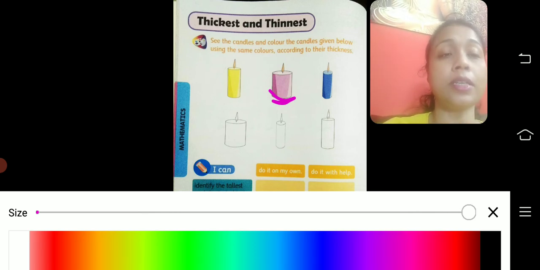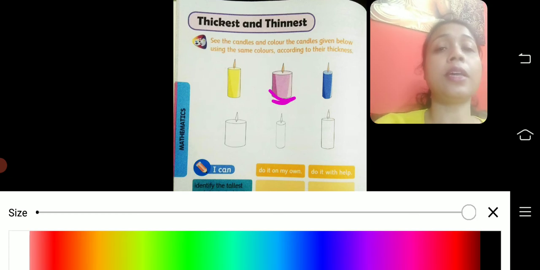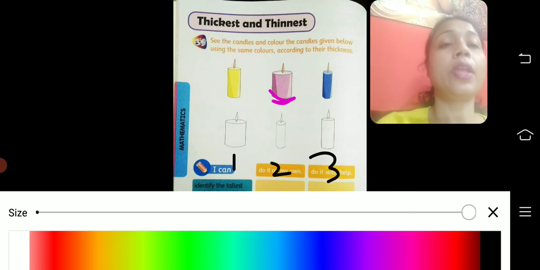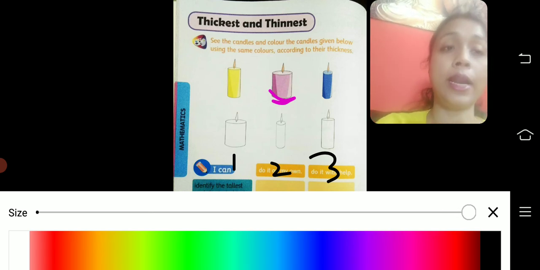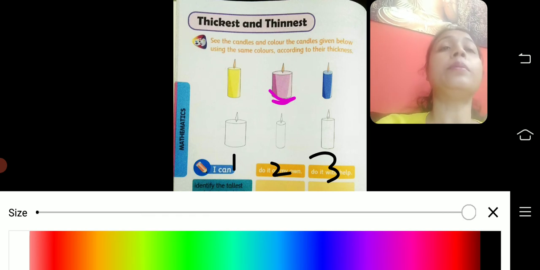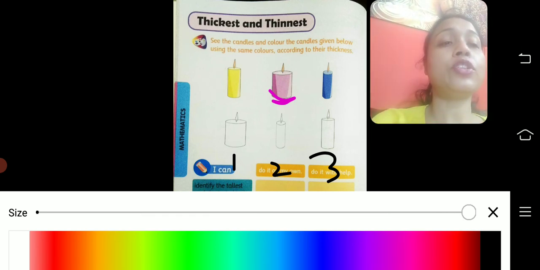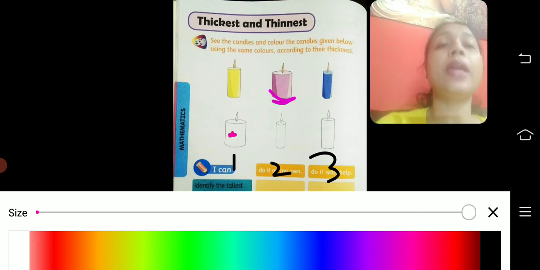Now, you have to see whatever candles are given which have no color, and among them which one is thickest. So, as we did last time, we will put numbers 1, 2, 3. Which candle is thickest? Number 1. Right? So we will put number 1, which color? The pink color. Let me take the pink color. This will be pink color.